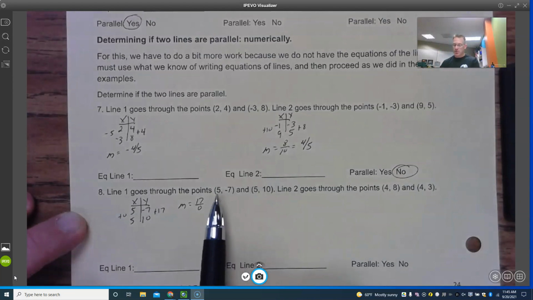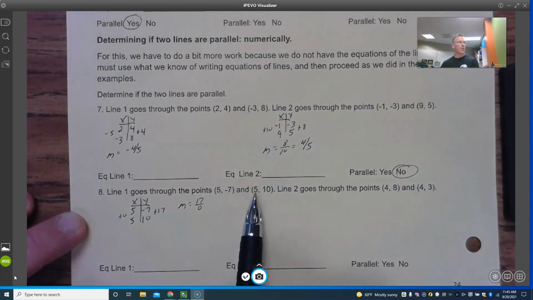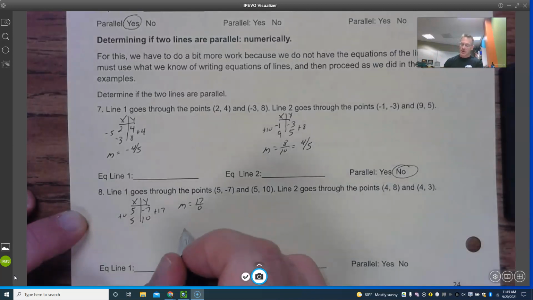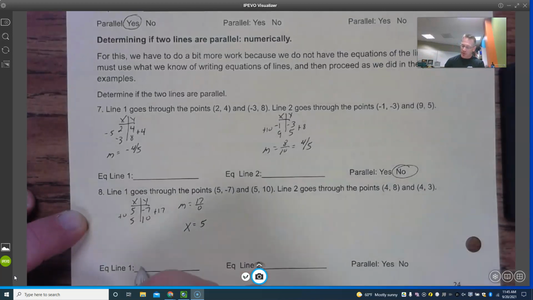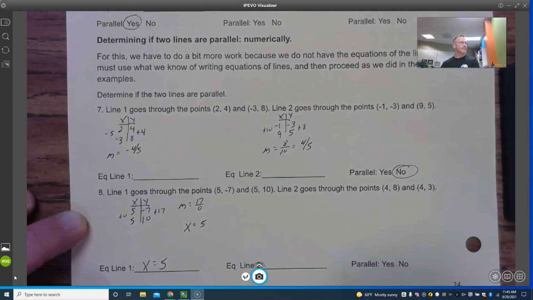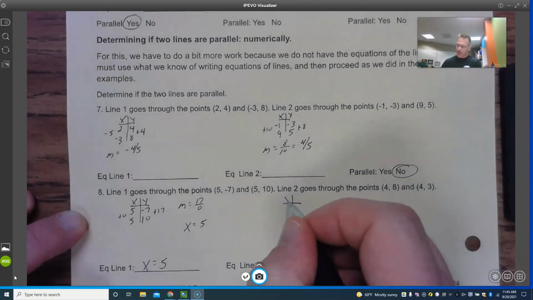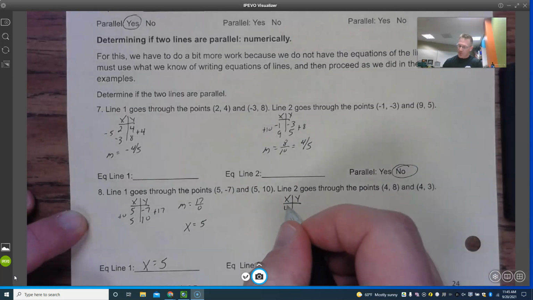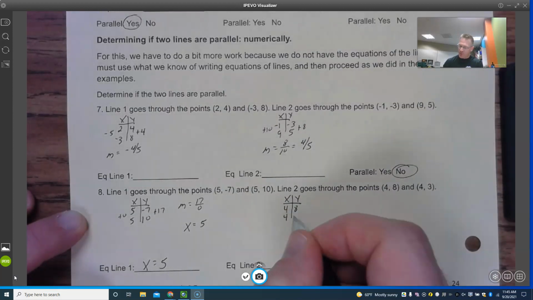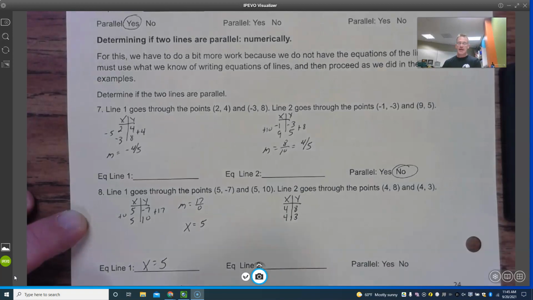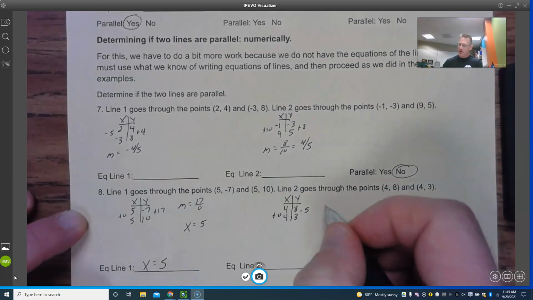Now notice something else. Notice what is the same in both points: the x-coordinate. And that's going to tell us what the equation is. So that means this equation is x equals 5. Now notice what happens in line 2. X, y, we have a 4 and an 8 for the first coordinate, and then we have 4, 3 for our second. Once again, notice I get a change in y, which is down 5, but no change in x.